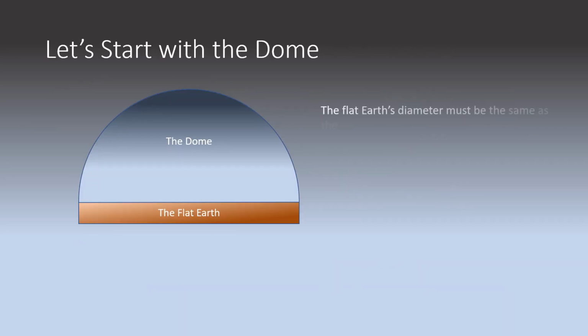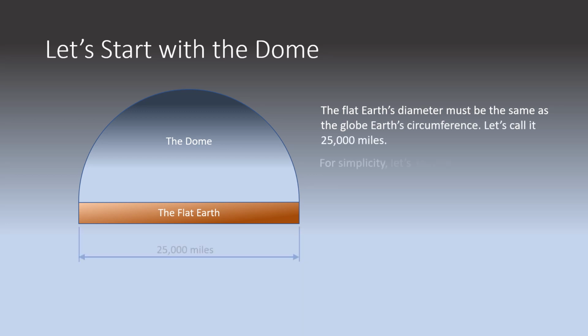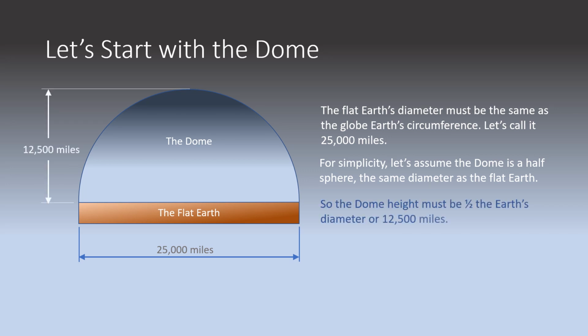Let's start with the dome. The flat Earth's diameter must be the same as the globe Earth's circumference. Let's call it 25,000 miles. For simplicity, let's assume the dome is a half sphere, the same diameter as the flat Earth. So the dome height must be half the Earth's diameter or 12,500 miles.